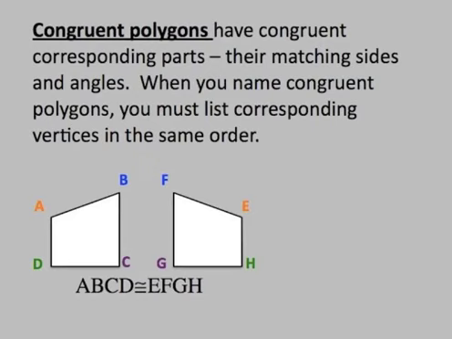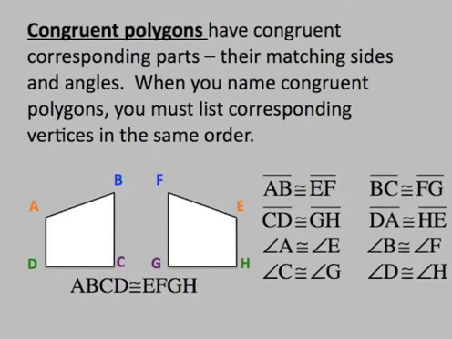Notice the name of the congruent polygons. See how they flow the same direction. We have polygon ABCD and polygon EFGH. You can see how all their corresponding parts line up to the way the polygon is named.